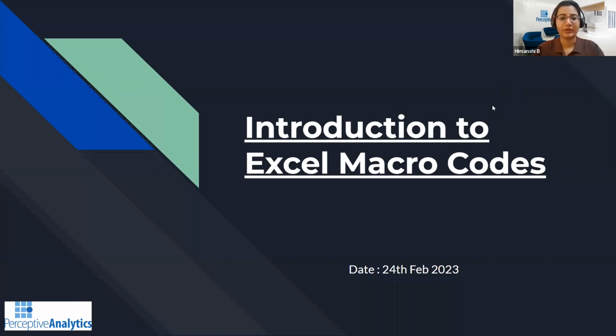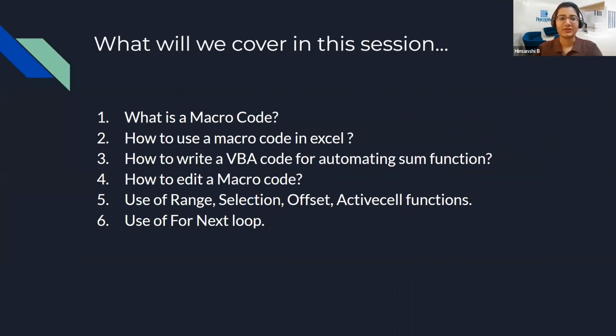So today I will be walking you all through Excel macro codes. And in this session, we will see what a macro code is, how to use a macro code in Excel, how to write a VBA code for automating some functions and do formatting for the data, and how to edit a macro code. Some of the functions we will be seeing are range, selection, offset, active cell, and we will see the use of the For Next loop.